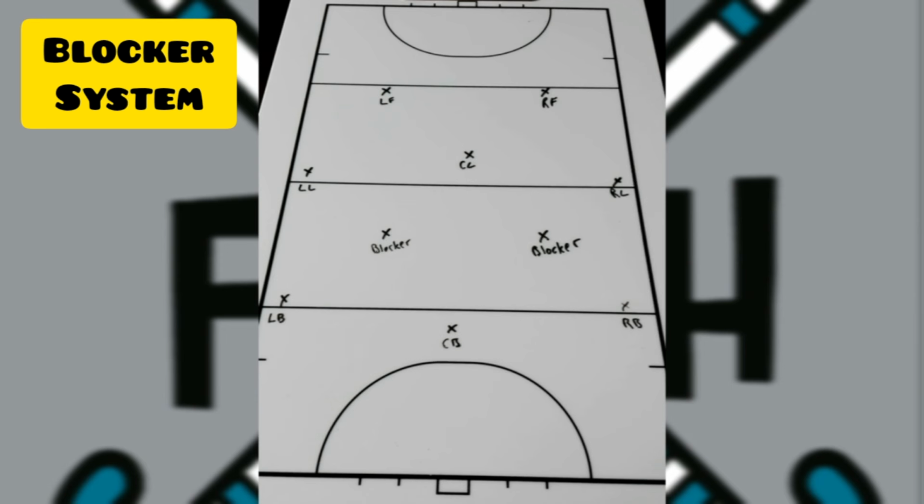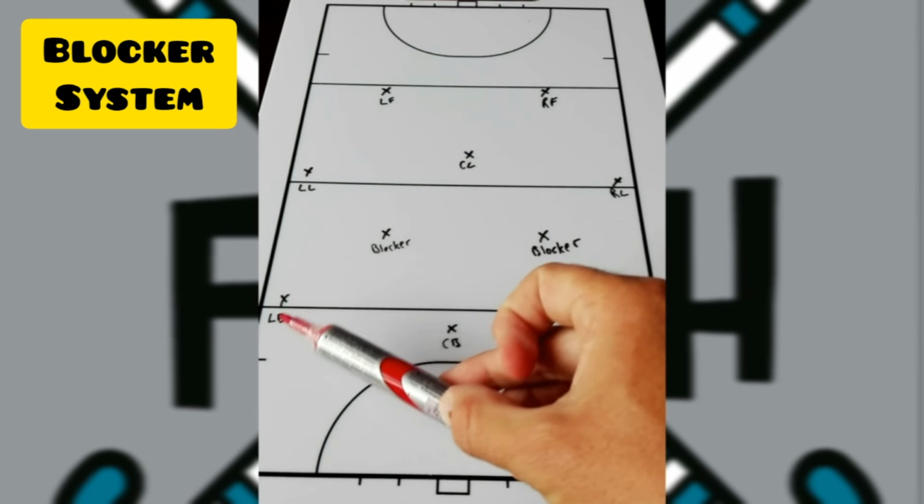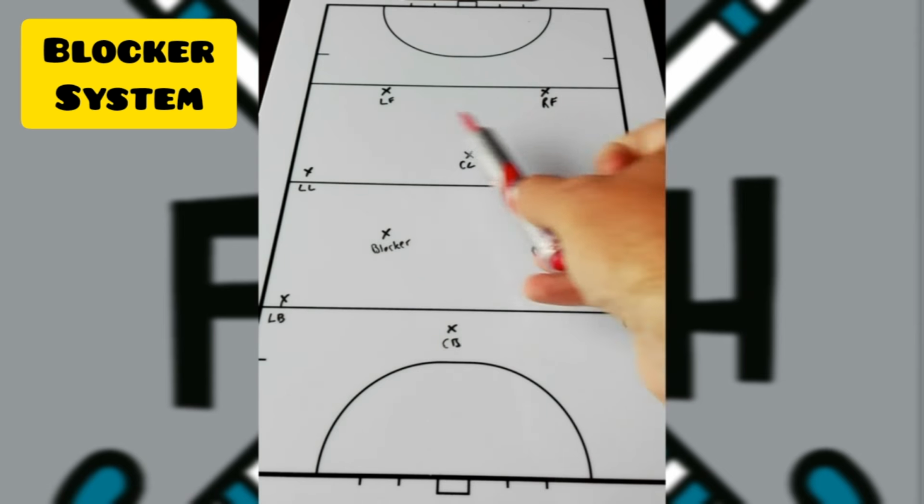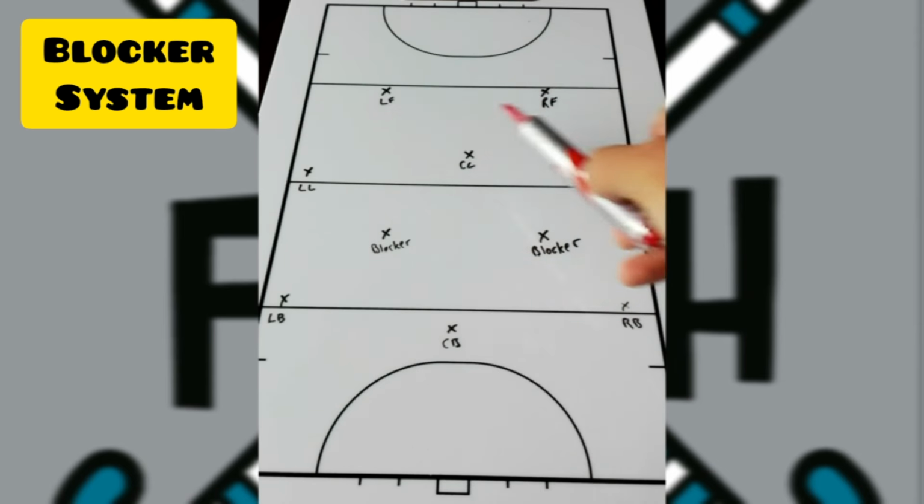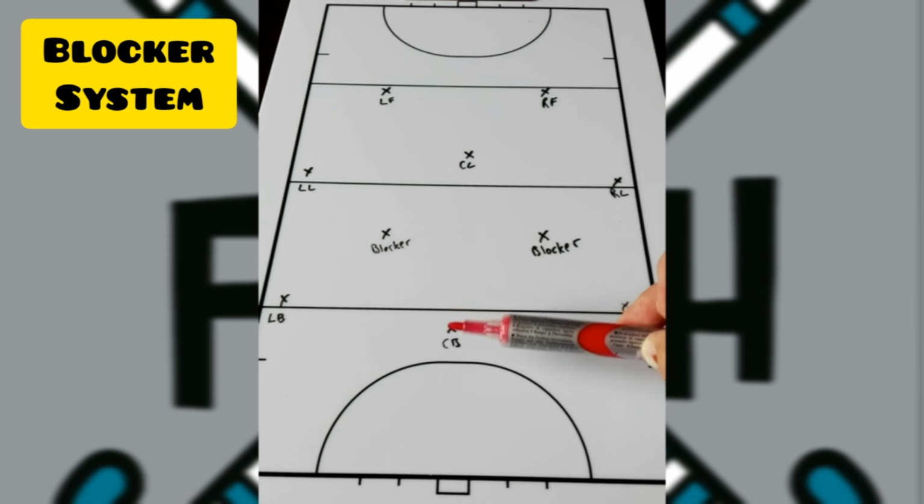So for this blocker system, I'm going to break it down line by line. So I will go to the back 3, the blocker, the midfielders, and the forwards. And then I will put it into one big clip so you can go through all the information as a coach, and then you can relay the information a lot better to your players. So we'll start at the back.